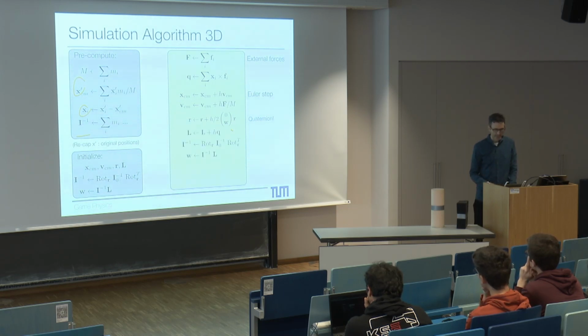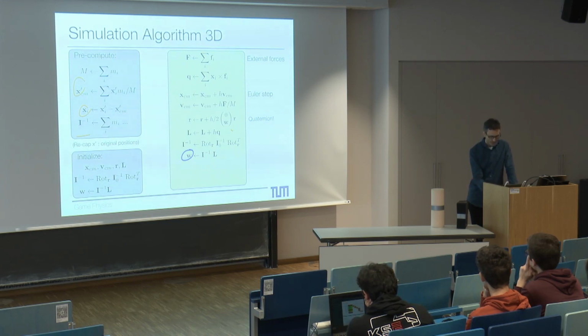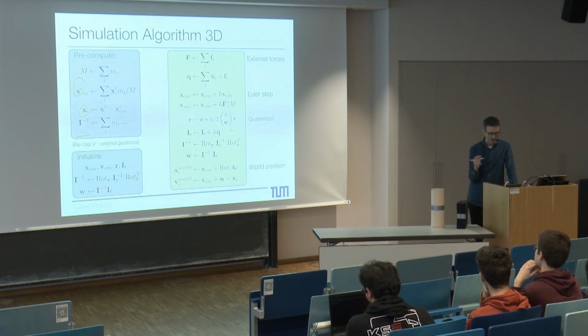And for the angular momentum, we have the steps introduced as before. Angular momentum itself is actually surprisingly simple with the Euler step because that's a conserved quantity, but from it we then need to compute the actual angular velocity, the W. And with that we have everything together. We can, for example, show this on screen, computing the transformed world space positions, or we can compute the velocities as well.